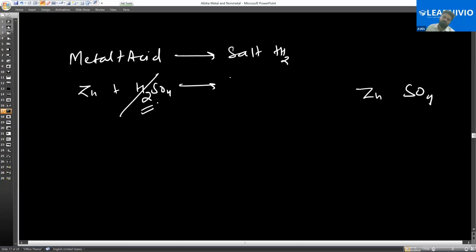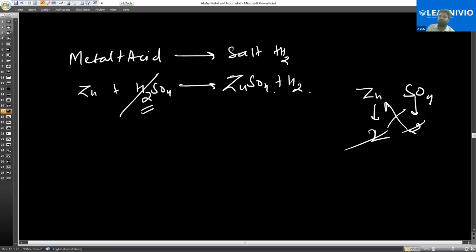What is written here is 2. This 2 is due to the valency of the sulfate ion, 2. When we cross multiply, we will get ZnSO4. The 2 of zinc will also cancel. You will get ZnSO4 plus H2. Everyone understood? Next.